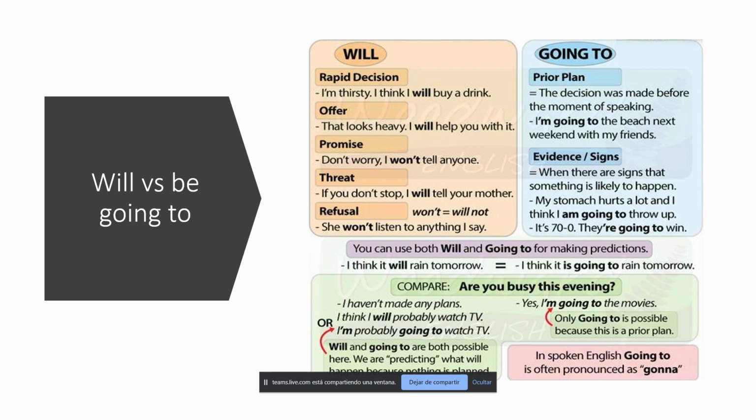Here we have "will" with rapid decisions, offers, promises, threats, and refusals. And "going to" with prior plans, evidence, and signs. And you can use both "will" and "going to" for making predictions, and we check the difference. "I think it will rain tomorrow." "I think it's going to rain tomorrow." So what do you think is the difference between these two sentences, Kenya?